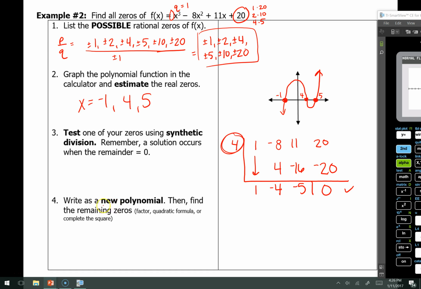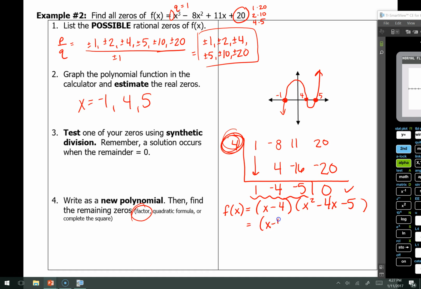So let's do our last piece here, writing a new polynomial and finding the rest. I'm going to rewrite my polynomial with the factor that I know, this 4, so that's x minus 4 when I write it as a factor, and then I'm going to use my new coefficients to write my new depressed polynomial. That's going to be 1x squared minus 4x minus 5. Okay, looking at this one, I'm going to factor this one again because this is a factorable trinomial here.